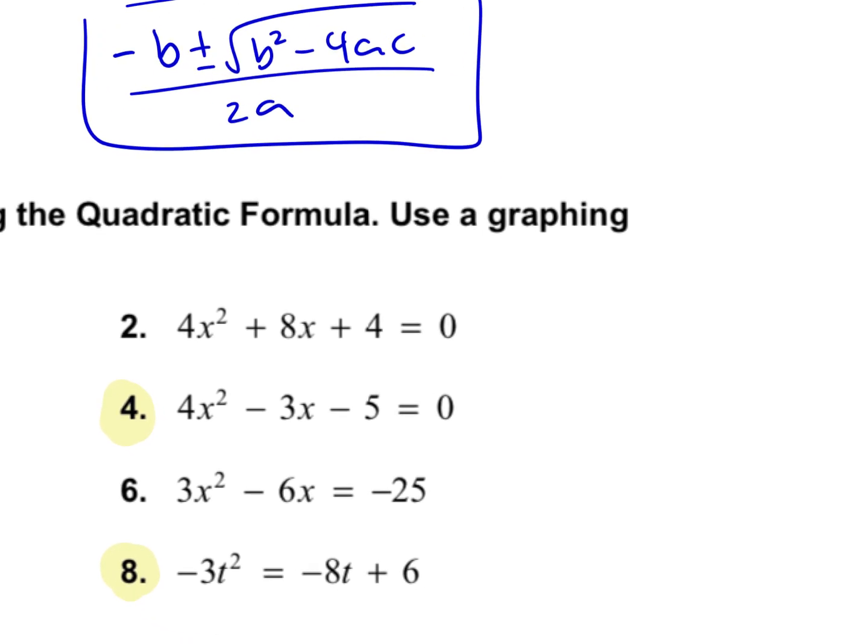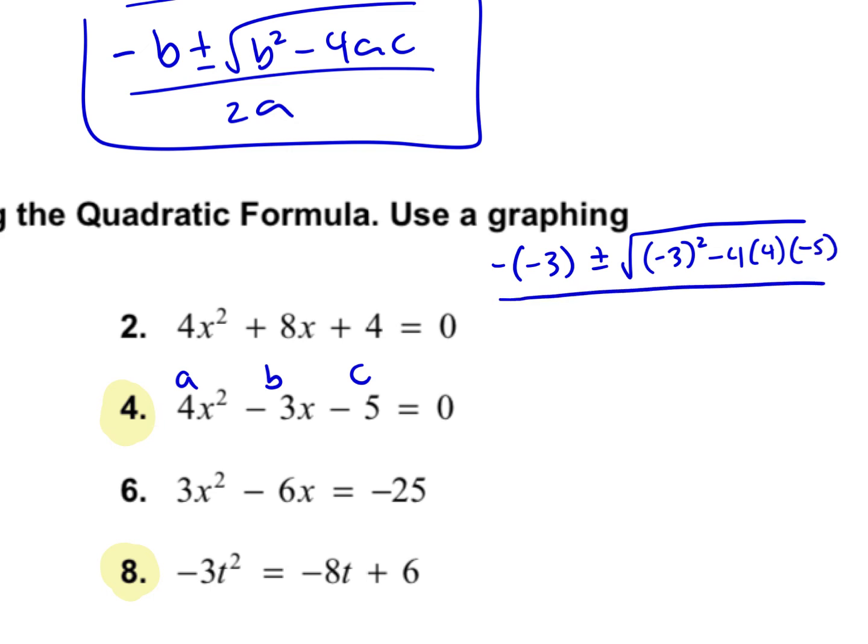It says solve using the quadratic formula. What do I need to do first? Label my a, b, and c. We want it to be equal to 0. This one's already equal to 0, so now I can just label my a, b, and c. So a is 4, b is negative 3, and c is negative 5. And then I can plug everything in. So this would be negative b, so negative 3, plus or minus the square root of negative 3 squared minus 4 times a, which is 4, times c, which is negative 5, over 2a, so 2 times 4.